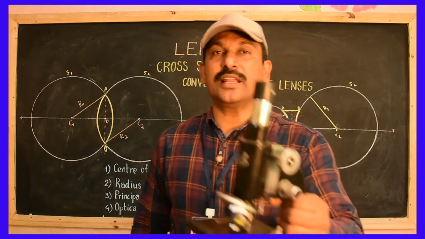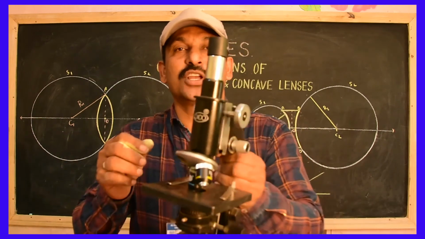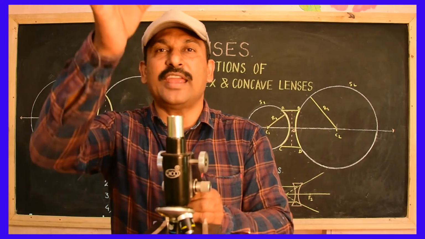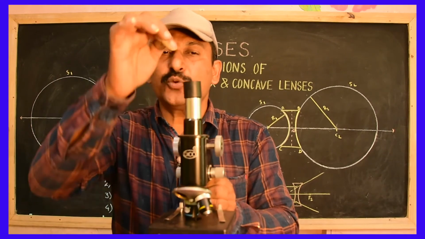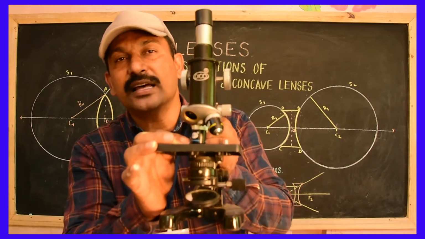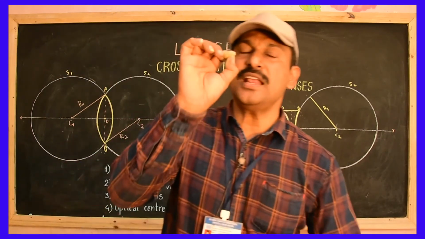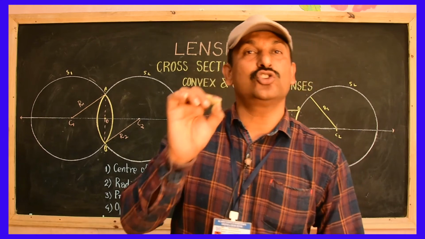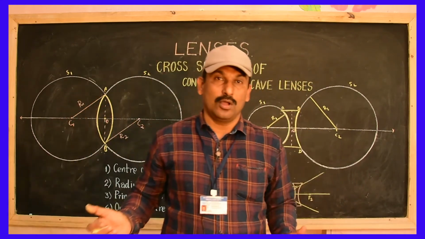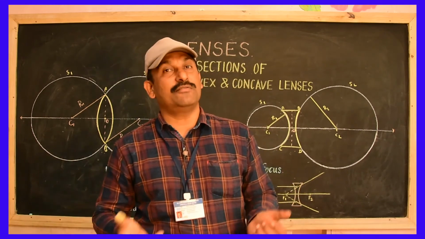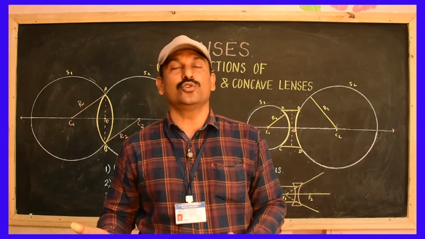Then convex lenses are also used in the microscope. Now this is a compound microscope. Here we have the eyepiece through which we observe, and here there is an objective through which we see any slide. So these are also made up of lenses. Now we see other optical instruments: cameras are there. Then we have telescopes. They all use lenses.